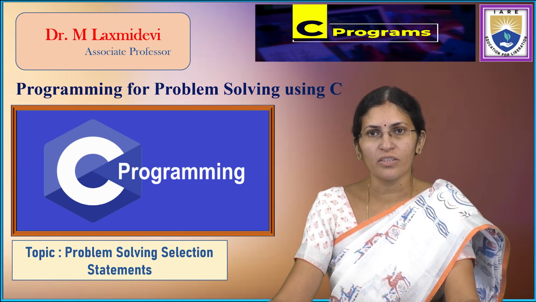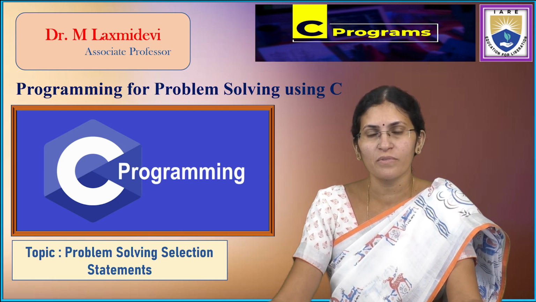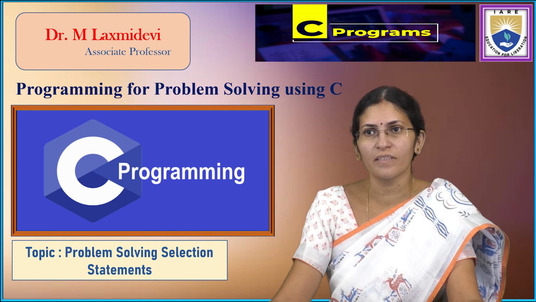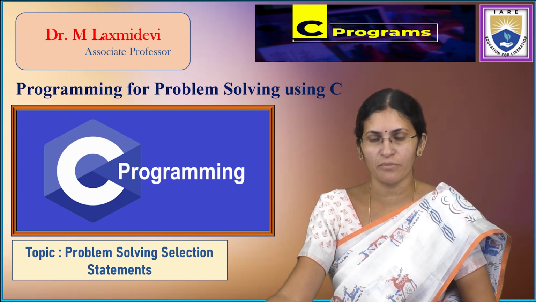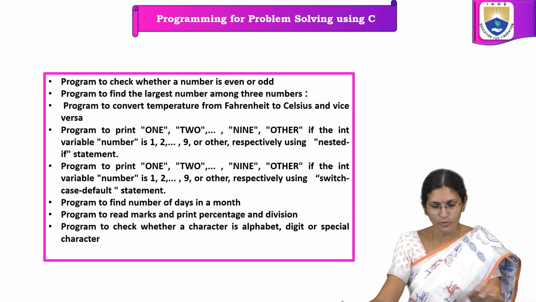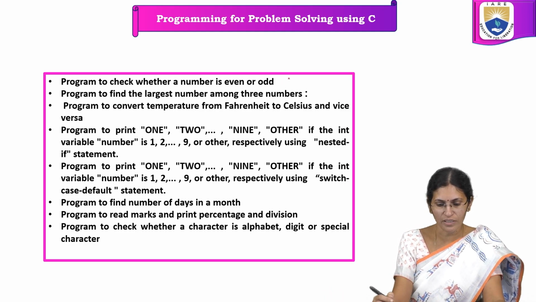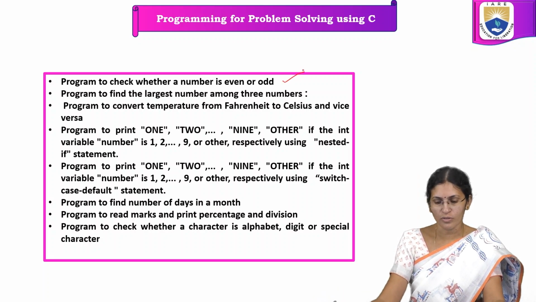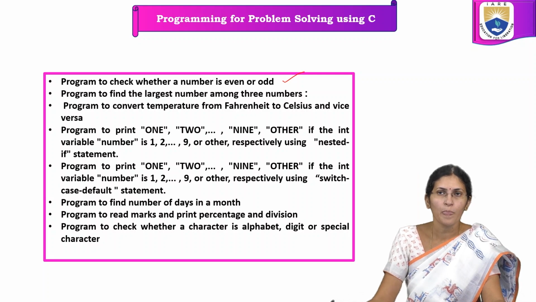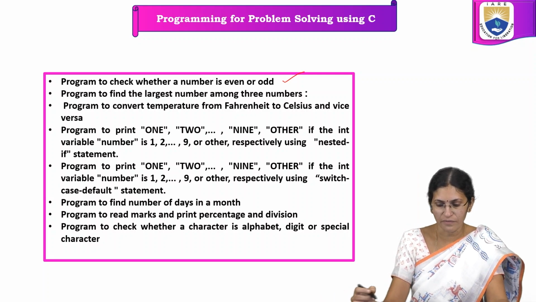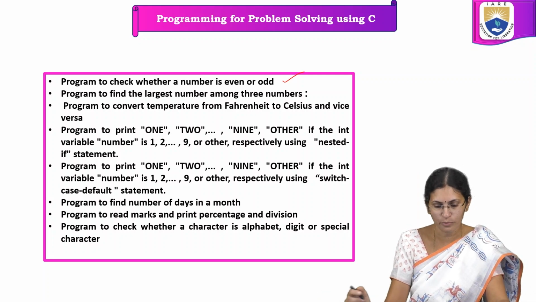In today's video lecture, we will discuss some of the problems in selection statements or decision-making statements. These are the programs which we are going to see. First, we'll write the program to check whether the given number is even or odd. The user will enter some number, and we have to check with the help of a program whether that number is even or odd.